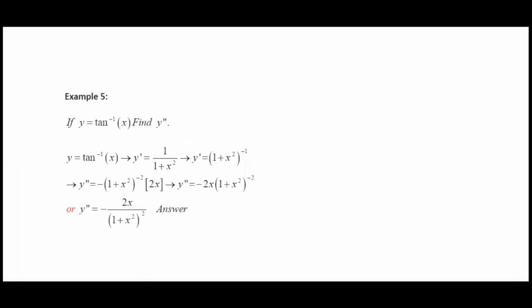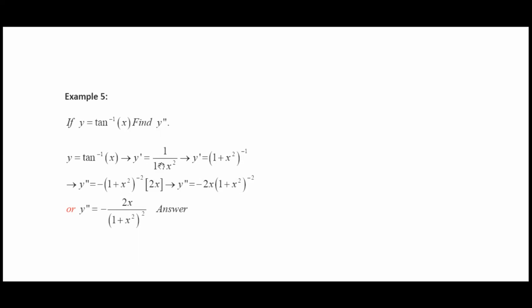In number 5, we're going to review taking the second derivative. We have simply the inverse tangent of x. We're not going to make this complicated, just to review what happens. The derivative of the inverse tangent of x is 1 over 1 plus x squared. So that's the first derivative.